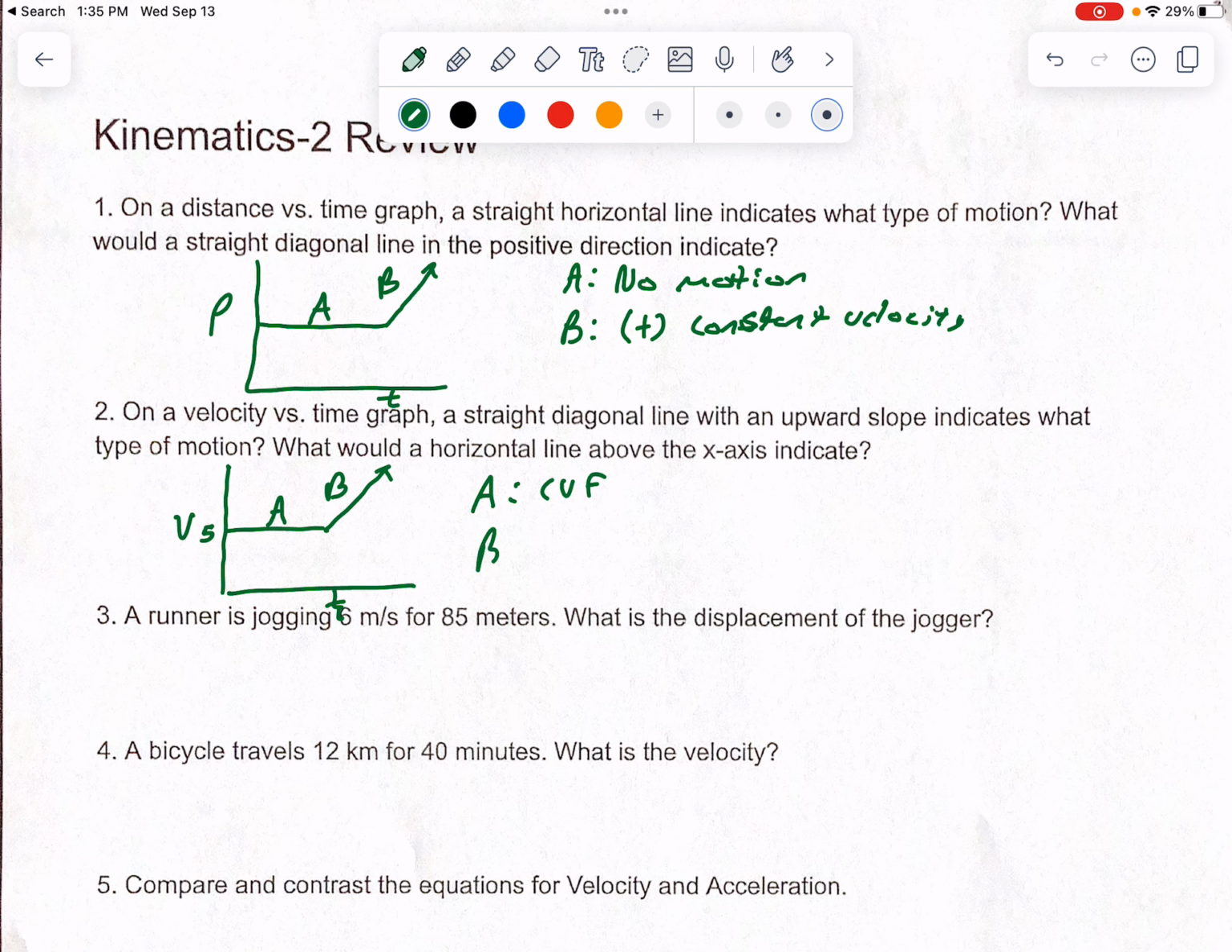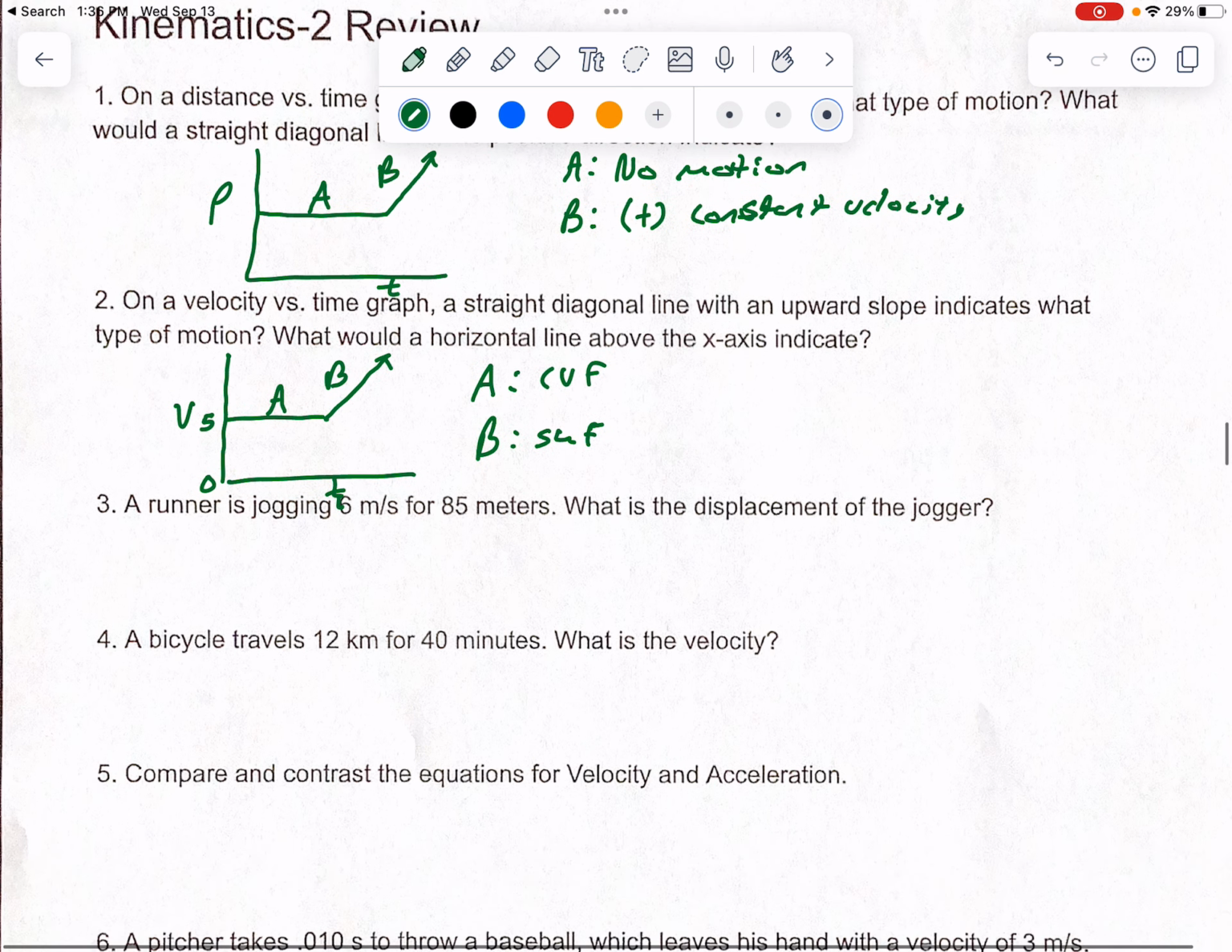And then part B is my velocity starts increasing. I'm going away from that 0 at the x-axis. So that would be speeding up forward or accelerating forward, either one, as long as you know that your velocity is increasing in the forward direction. And we'll do a lot more graph practice here in a minute.